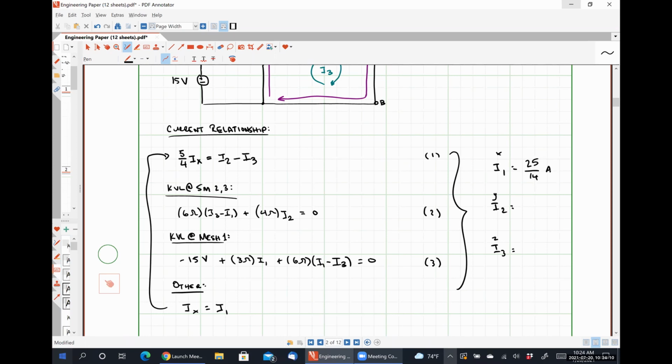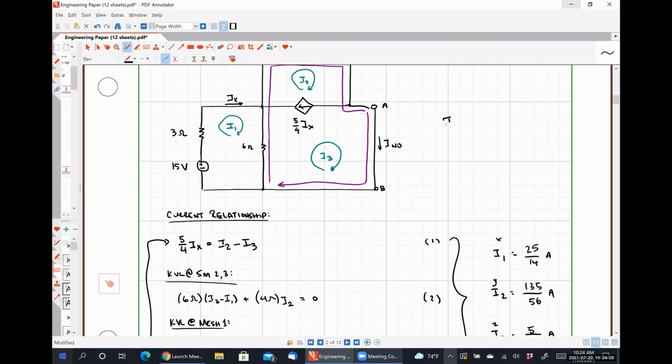When I solve this system of equations, I get I1 to be 25/14 amps, I2 to be 135/56 amps, and I3 to be 5/28 amps. So how do I relate my Norton current to my mesh currents? It's equal to I3. Exactly, equal to I3. Perfect. So that would be 5/28 amps. So I figured out my Thevenin voltage. I figured out my Norton current.